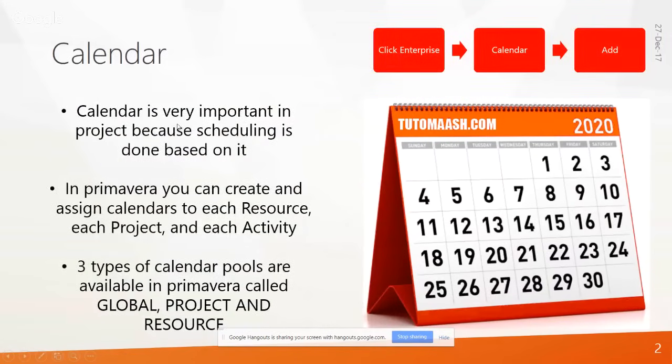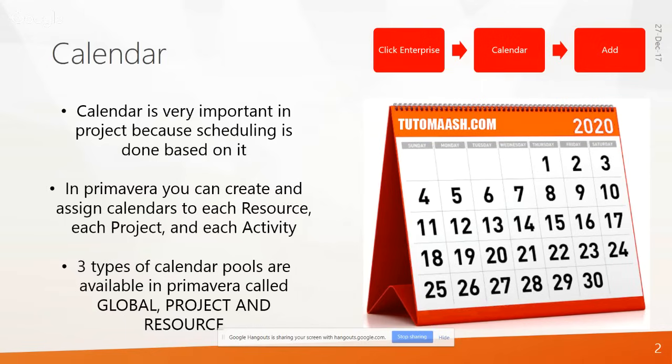So calendar is very important in project because scheduling is done based on it. In Primavera, you can create and assign calendars to each resource, each project, and each activity. Just imagine Primavera is for creating projects, right? You can create hundreds of projects. Under each project, there will be activities, right? You need activities to do a project. And to perform an activity, you need resources.